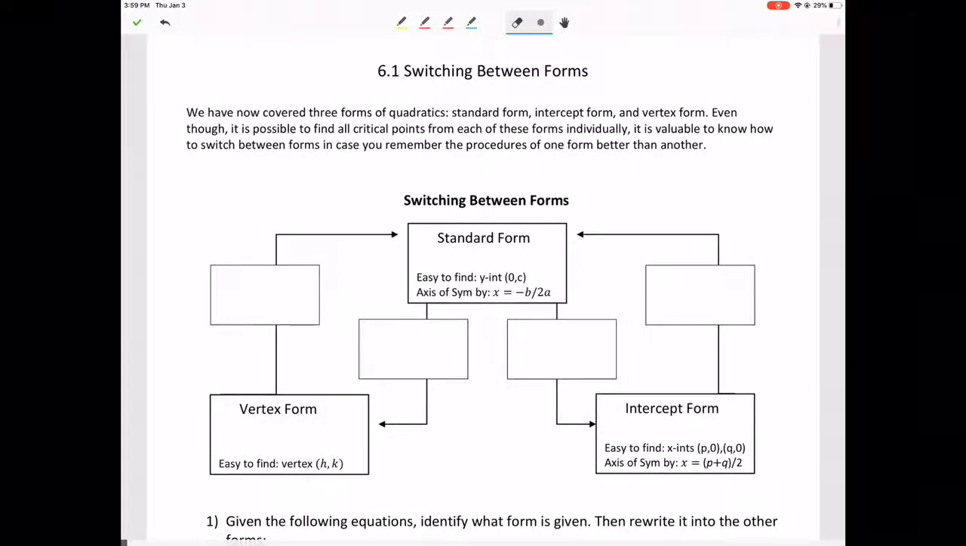Welcome back. So we're on 6.1, switching between forms. This is really a review. We've talked about how to switch forms before, so we're just going to go over that really quick. And we'll talk a little bit about graphing calculators.